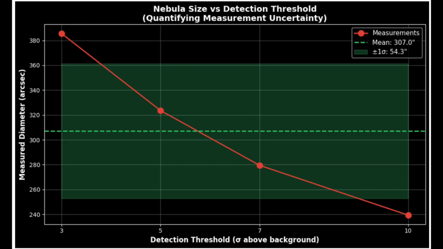The mean measurement is 307 arc seconds or about 5.1 arc minutes. The uncertainty is plus or minus 54 arc seconds. That's roughly an 18% uncertainty just from threshold choice alone. This is why you'll see different estimates for the Crab Nebula in different papers. It's not that astronomers can't agree. It's that the nebula just doesn't have a sharp edge. Where you draw the boundary is a choice, and that choice affects all of your measurements.